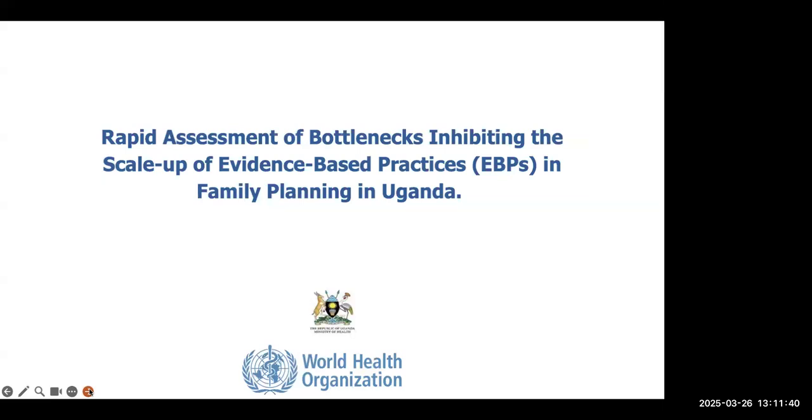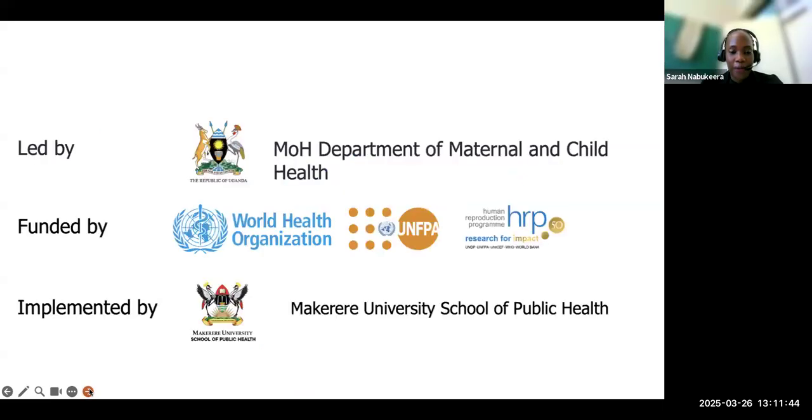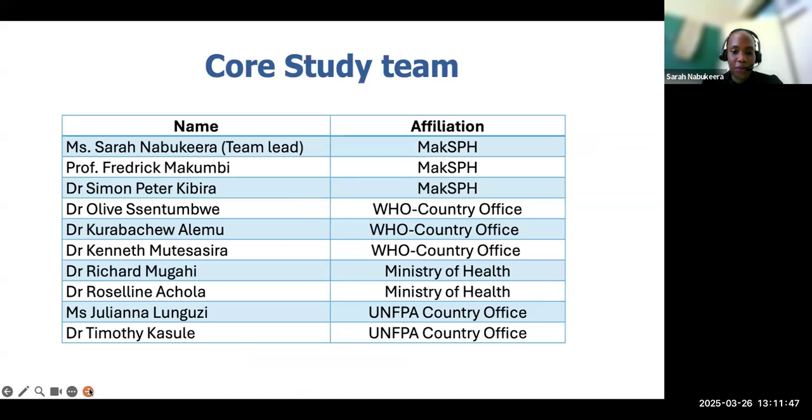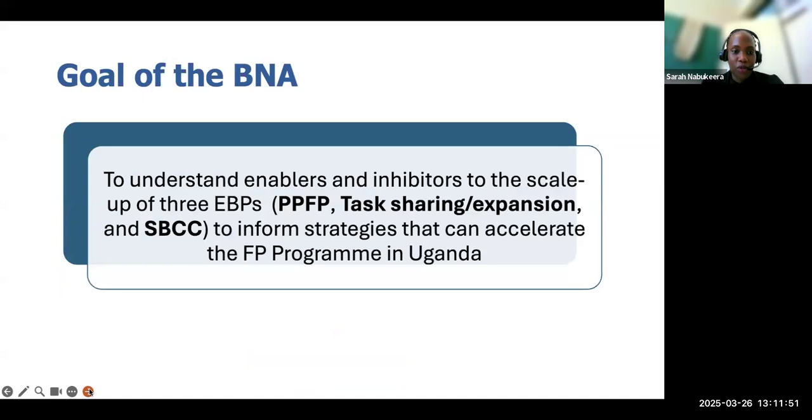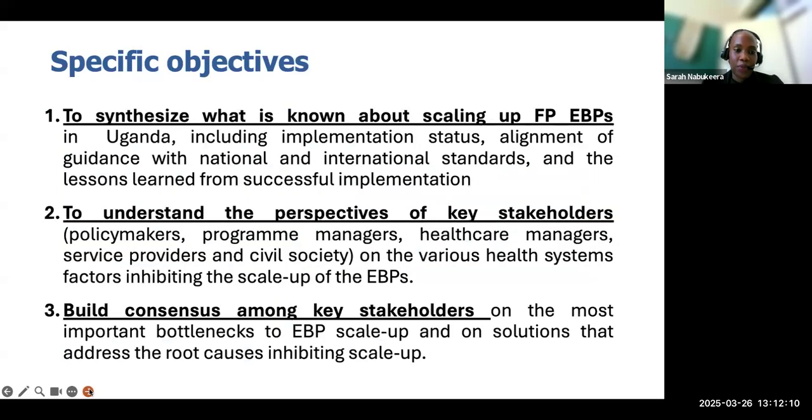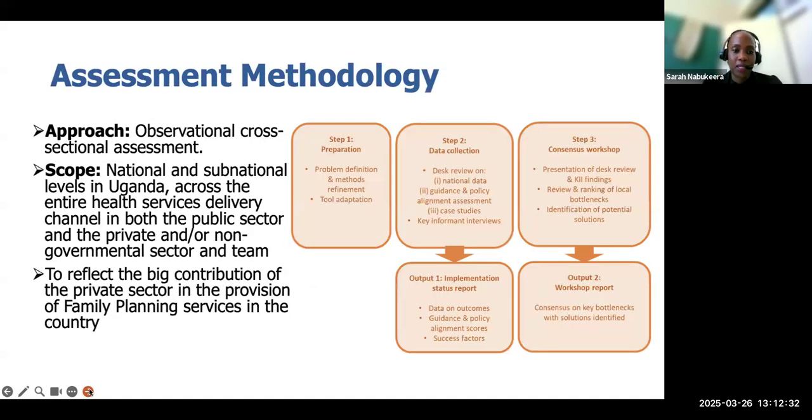Thank you so much, Rita. My name is Sarah, as introduced, and I'll get straight into the experience from Uganda. That's the team from Uganda that I led, and I'll go straight into the goal of the bottleneck analysis. As alluded to by Rita, the goal was to understand the enablers and inhibitors to the scale-up of the 3 EBPs and inform strategies that can accelerate the FP program in the country, and specifically Uganda. Specifically, we want to synthesize what is known about the scale-up of the EBPs, understand the perspectives of the key stakeholders, but also build consensus with all the stakeholders on the most important bottlenecks to the scale-up of the EBPs.